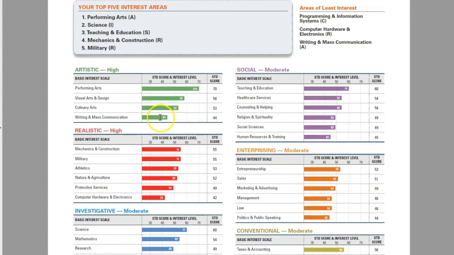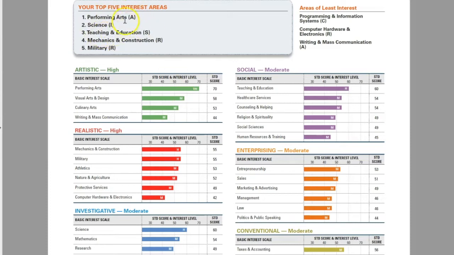For example, this is ranging from a moderate interest in writing and mass communication to a very high interest in the performing arts. Similar to the previous page, you'll see your standard score that is including everyone, as well as the stated interest level right here, which is gender specific. For space limitation reasons, you'll see abbreviations. So the VH is very high, the M stands for moderate, the L stands for low.